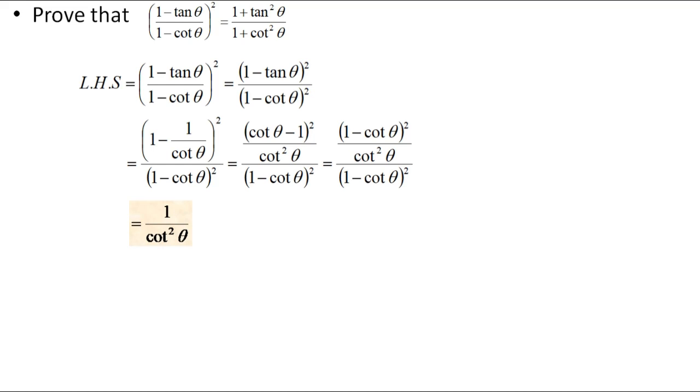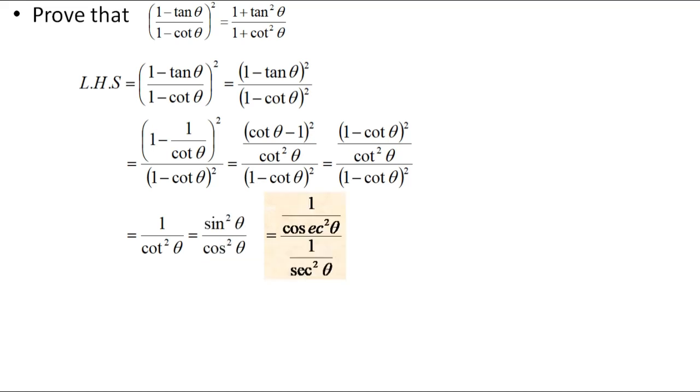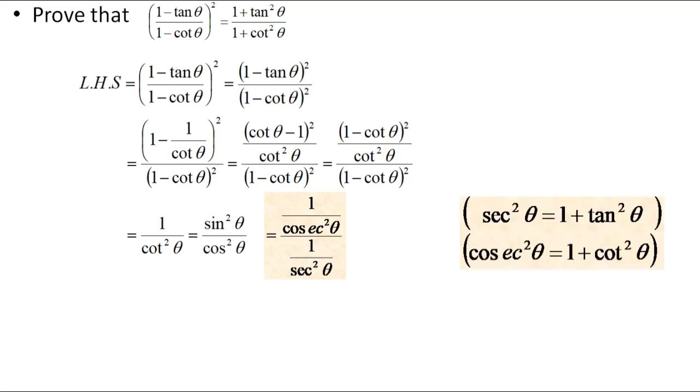We know tan theta equals sin theta by cos theta. Then this expression equals sin square theta by cos square theta. We know sin theta equals 1 by cosec theta and cos theta equals 1 by sec theta. Now this expression equals (1 by cosec square theta) by (1 by sec square theta), which equals sec square theta by cosec square theta.